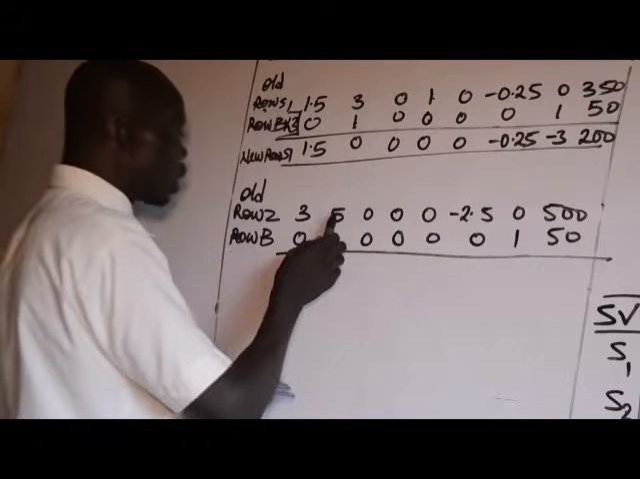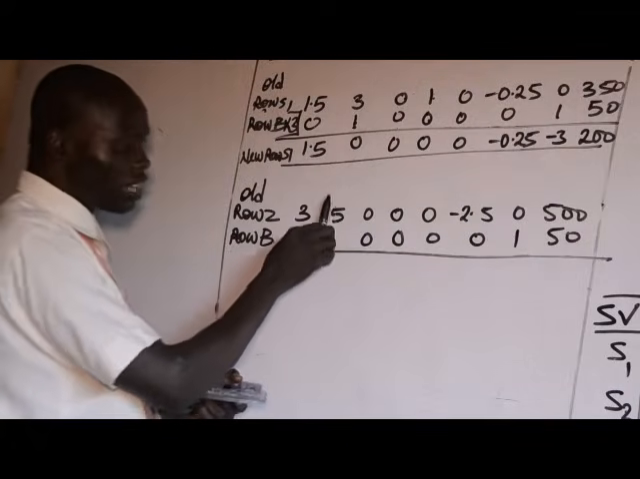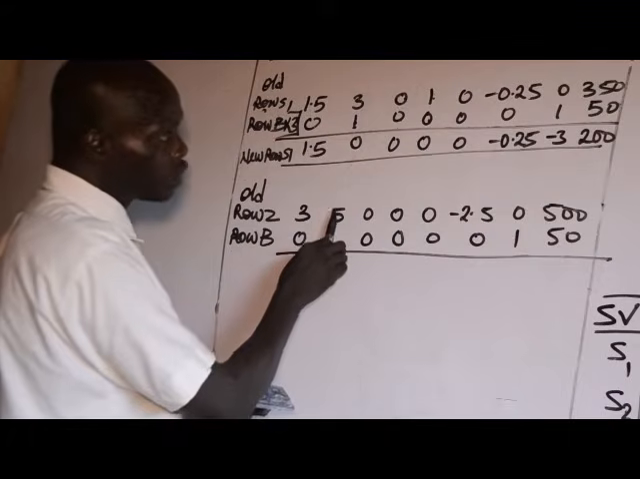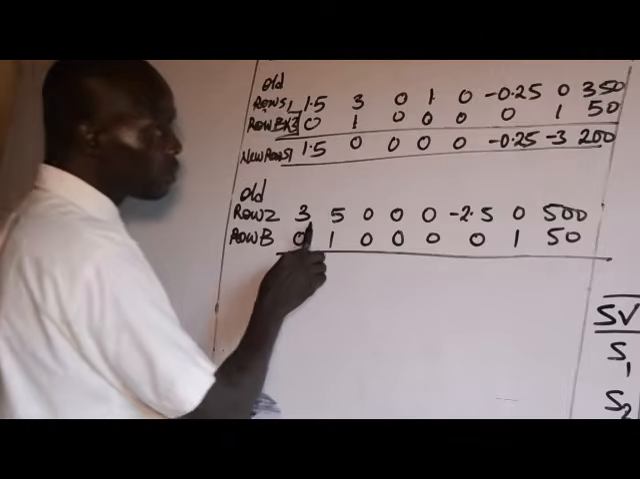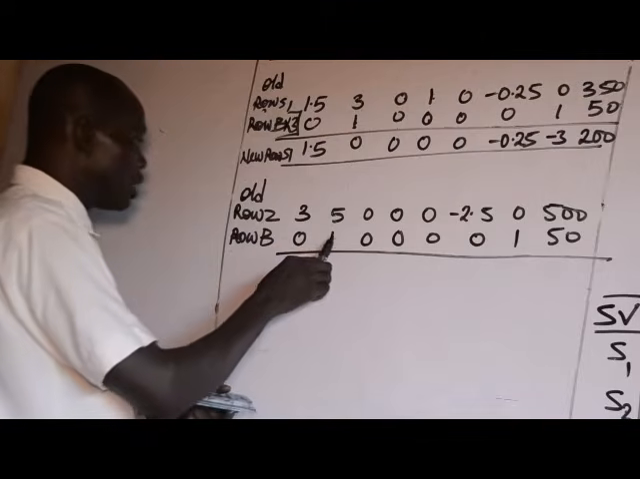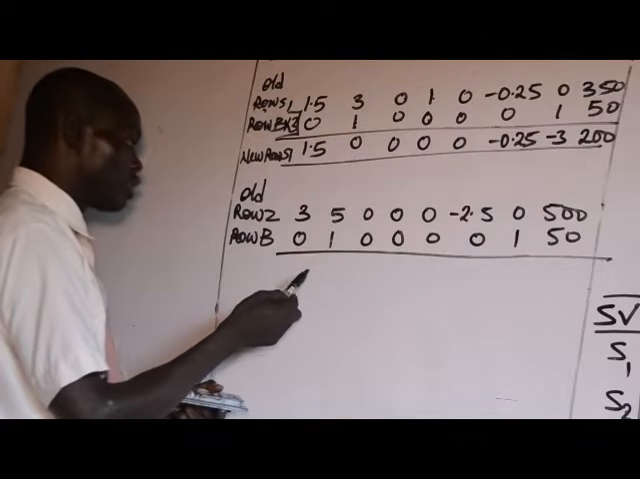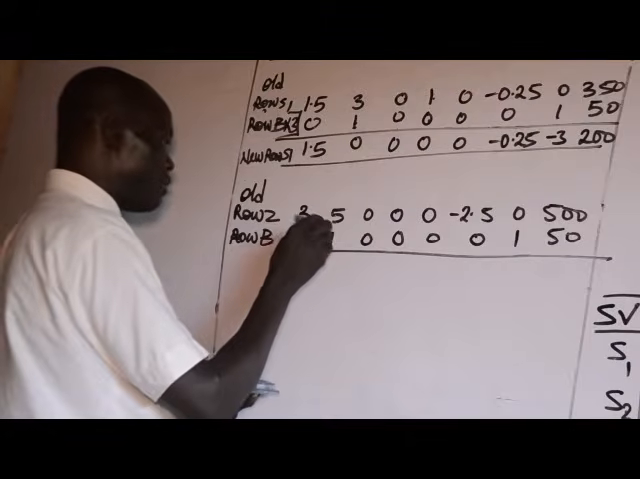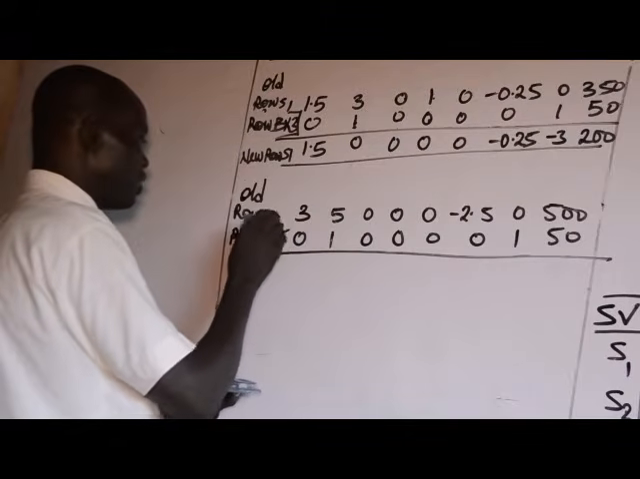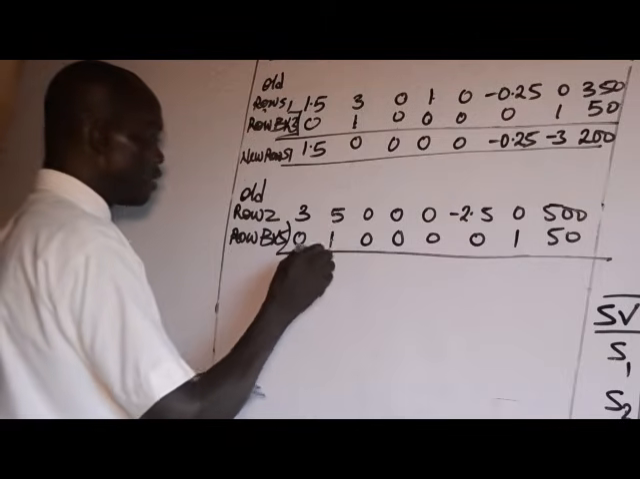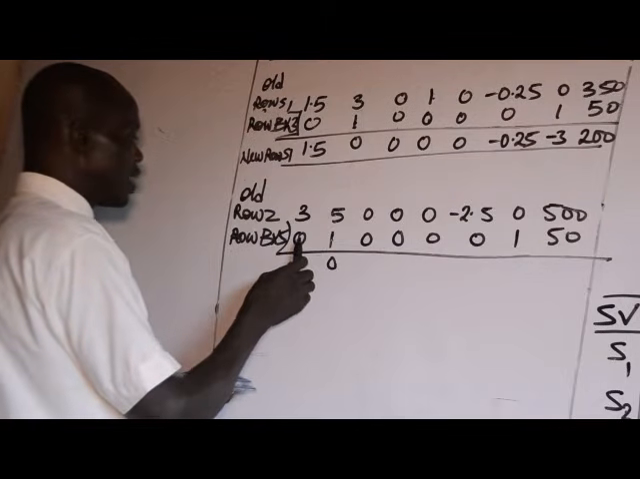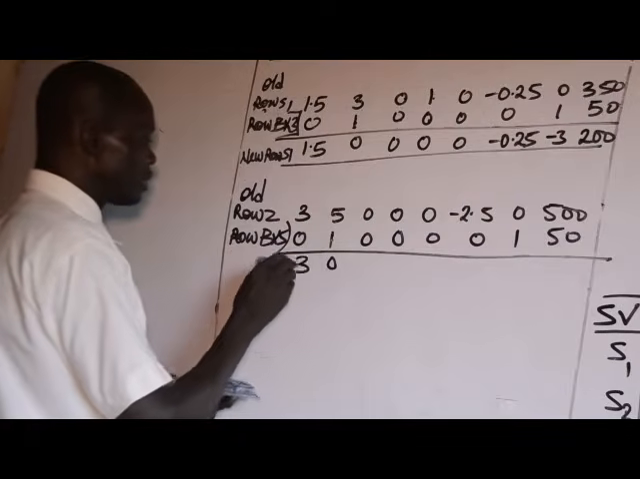Our target is to turn everything here to 0. You want this to be 0, and for that to be 0, if you have 5 minus 1, it will be 4, not equal to 0. You have to multiply this by 5. So 5 times 1 will be 5. 5 minus 5 is 0. 0 times 5 is 0. 3 minus 0 will be 3.